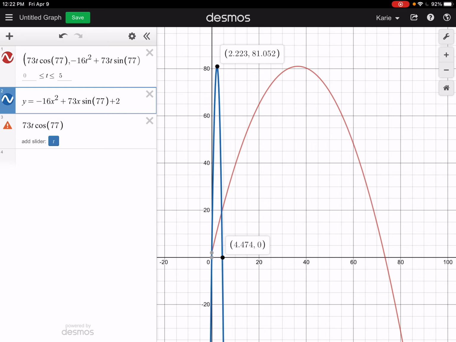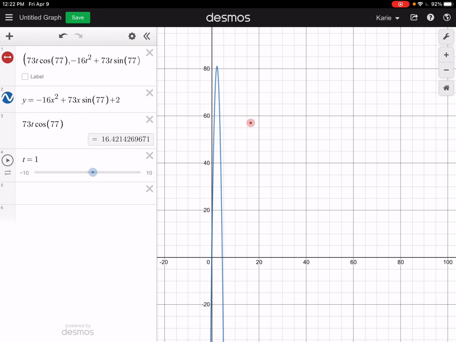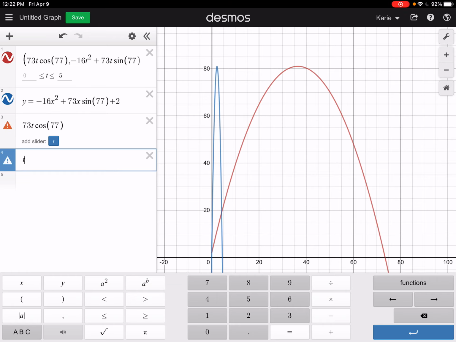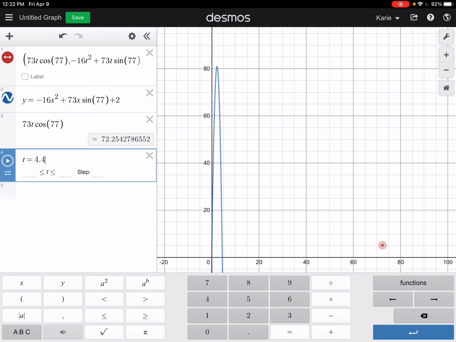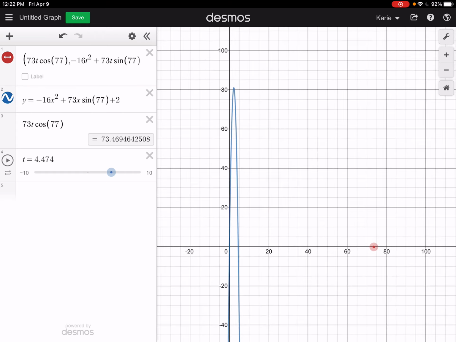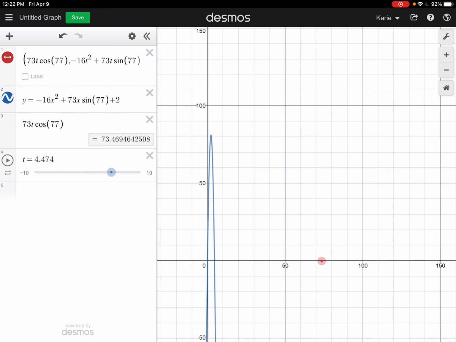So what I did on this line 3 over here is I took that 73t cosine 77, and I can add a little slider. I can change that to 4.474. Was that what it was? But for whatever reason, when I do that, it turns off my original parametric equation graph. I'm not sure what I'm doing wrong.